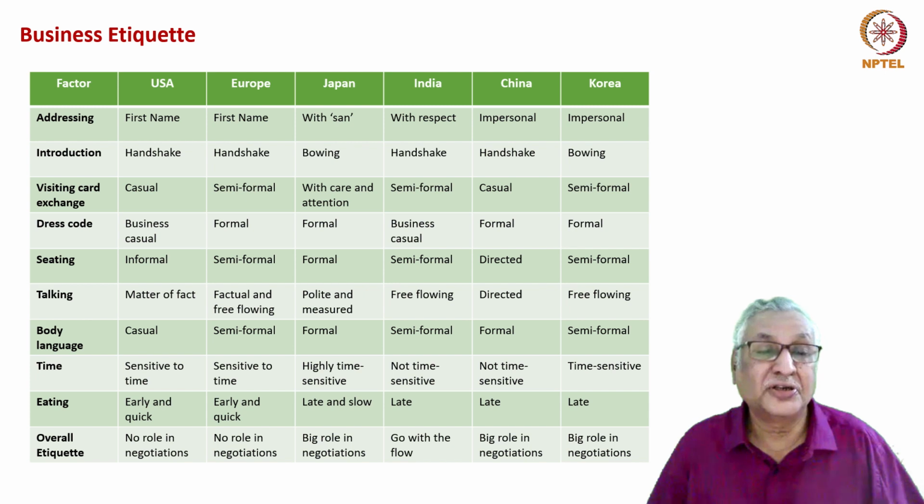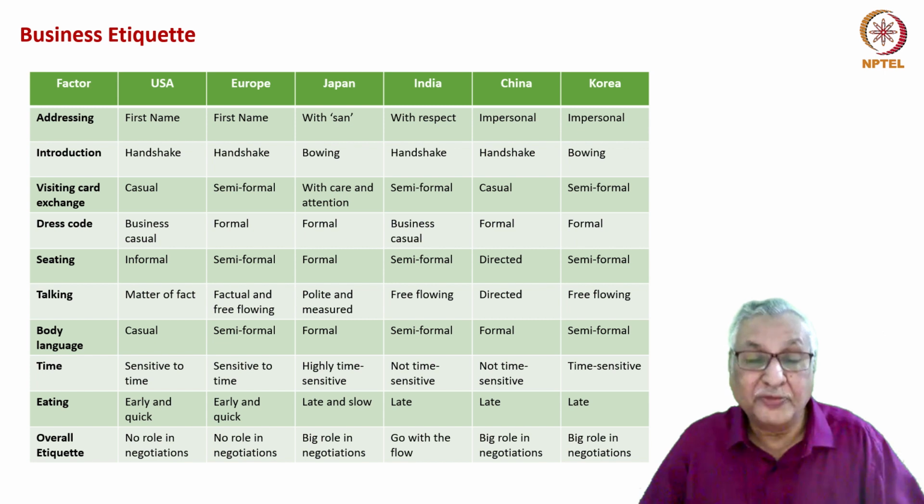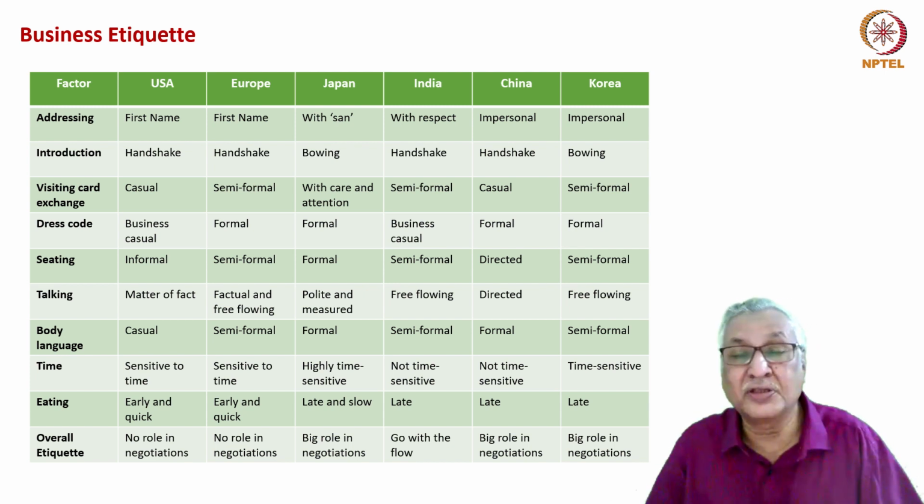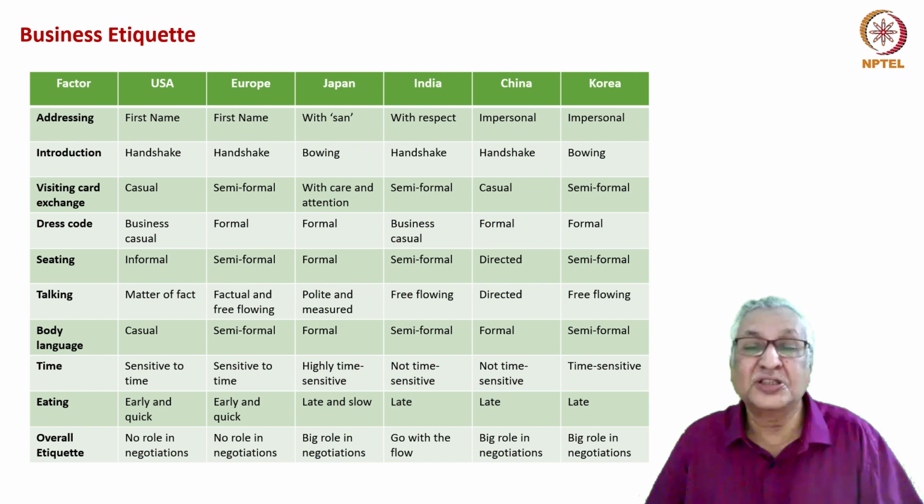Visiting card exchange is very casual in USA based negotiations. Europe adopts a semi formal approach. In Japan, a visiting card is provided with a lot of care and attention. And if you provide a visiting card, the Japanese carefully read the visiting card and note the importance of the visiting card as well as the person who has given the visiting card. India tends to be semi formal. China is casual and Korea again is semi formal.